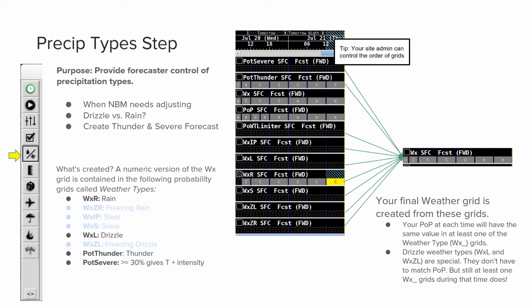Since your final weather grid is created from all of these grids, your POP at each time will have the same value in at least one of the corresponding weather type grids. Drizzle weather types are special because drizzle can be both a measurable precipitation type and non-measurable precipitation type. They don't have to match your POP, but at least one weather grid during that time period should.